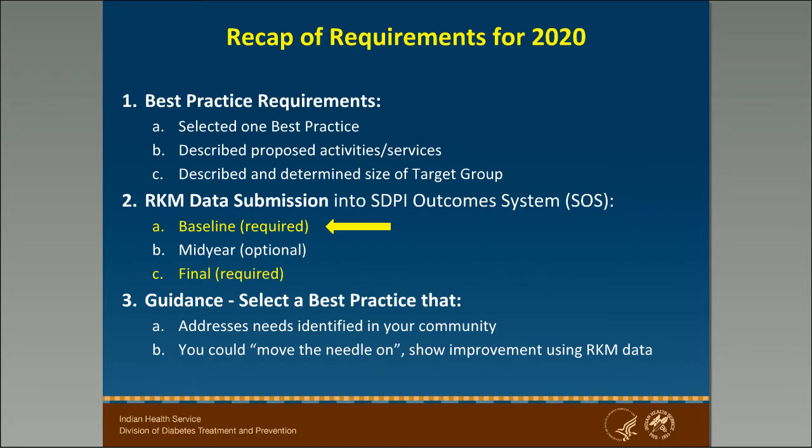So in terms of the data requirements for this grant, there are two main data points that are required each year. One is your baseline, which we'll be talking about today. There's a mid-year that we encourage you to submit, but it is optional. And then there is a final. So in general, we look for two data points throughout the year for your data requirements for SDPI. In terms of guidance, you want to select the best practice that addresses needs identified in your community. And anything that you can move the needle on, you can show improvement on using the required key measure data.